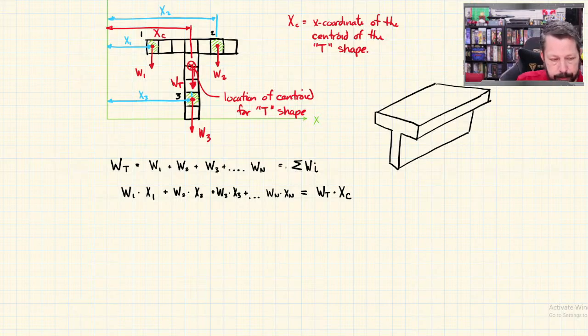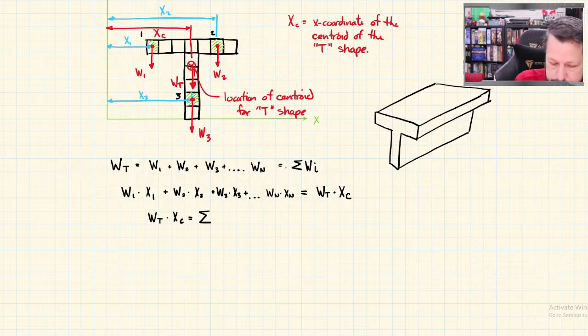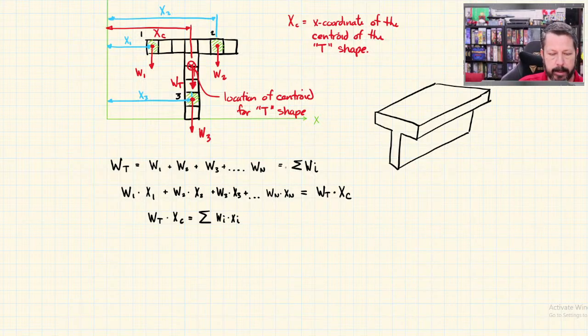I could also write this equation in the same form that I wrote before. WT times X sub C equals the summation, because I'm adding up all of these individual little green boxes, WI times X sub I. Okay?